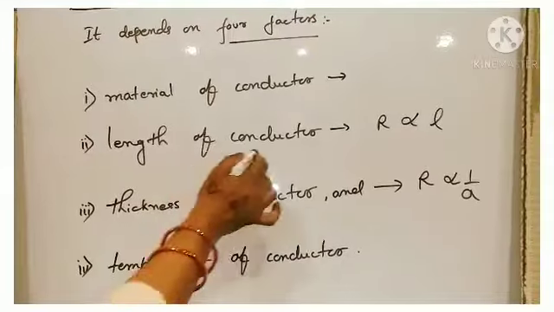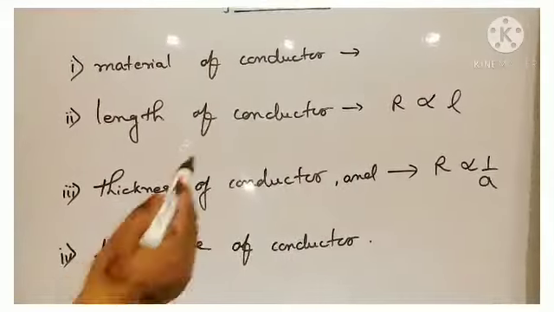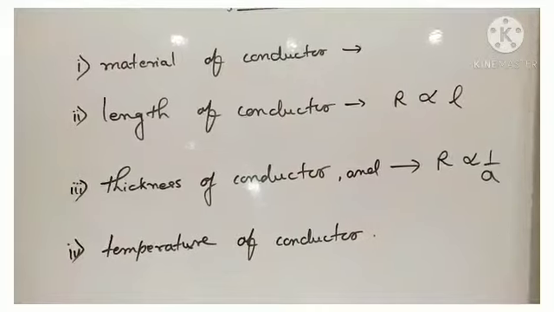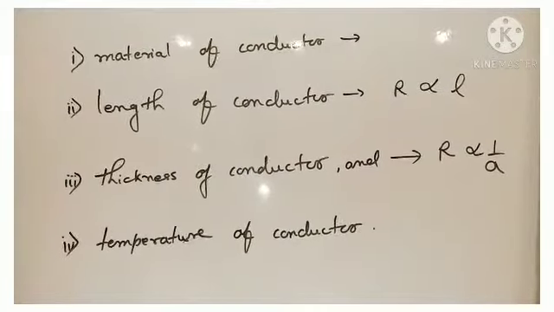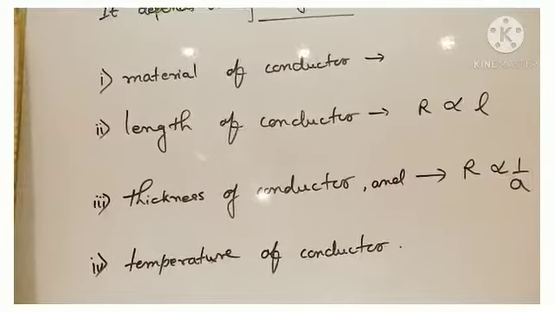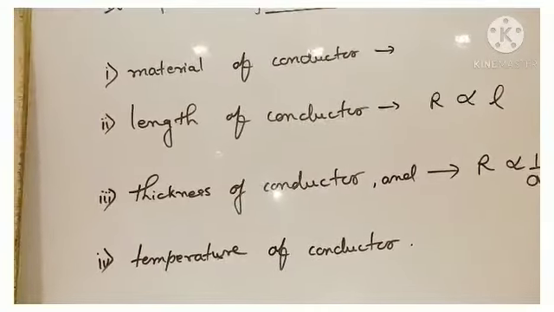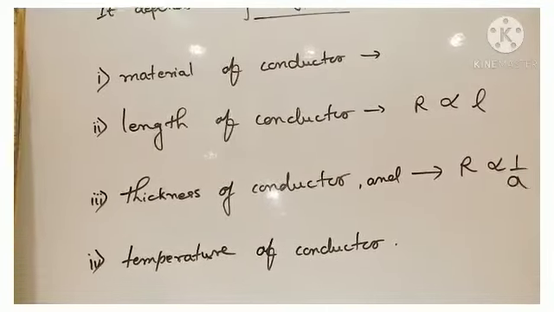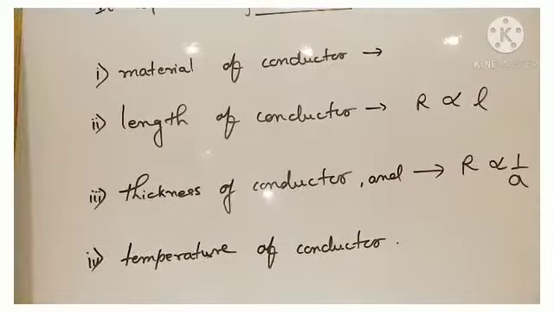Next is length of the conductor. Length of the conductor is directly proportional. That is, in a long conductor, the number of collisions of the free electrons with the positive ions will be more as compared to the shorter one. So a longer conductor offers more resistance.